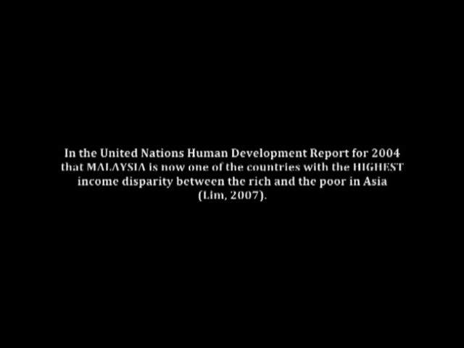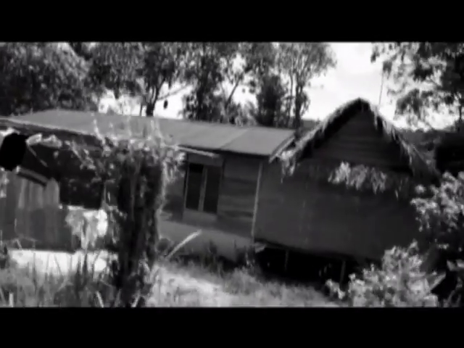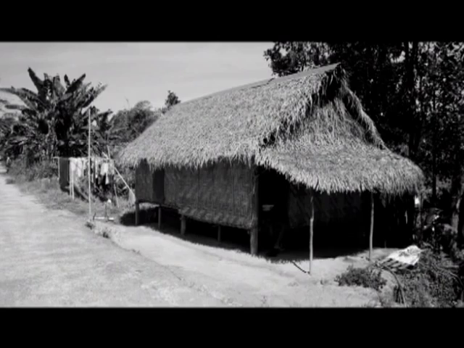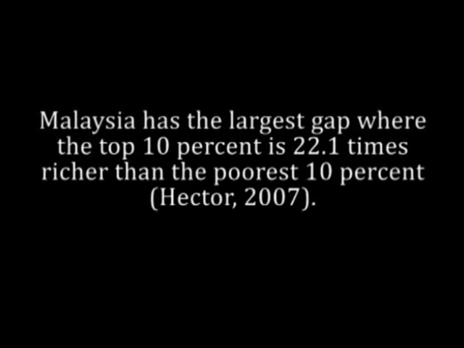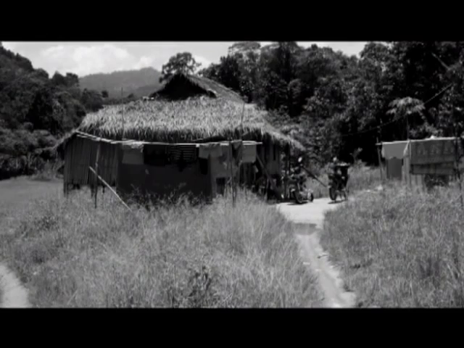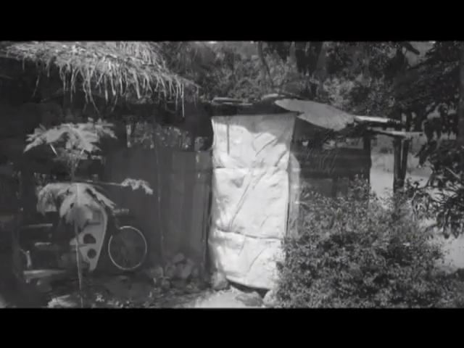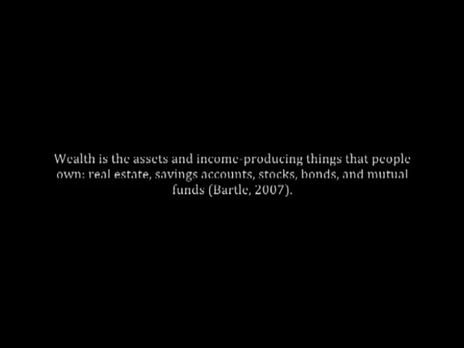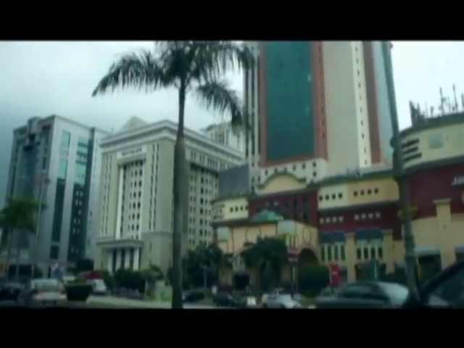In the United Nations Human Development Report for 2004, Malaysia is now one of the countries with the highest income disparity between the rich and the poor in Asia. Malaysia has the largest gap, where the top 10% is 22.1 times richer than the poorest 10%. Wealth refers to the assets and income-producing things that people own: real estate, savings accounts, stocks, bonds, and mutual funds.